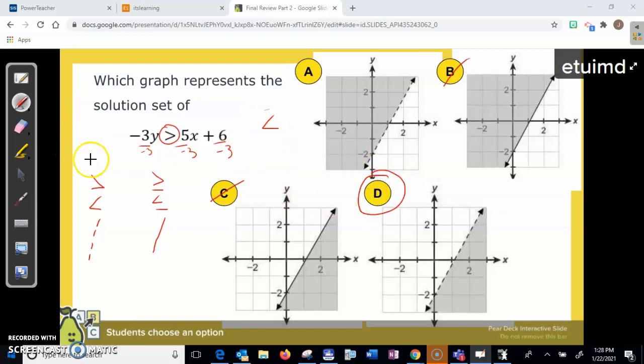And you're done. Like I said, you just need to know that greater than, less than, dashed line. Greater than or equal to, less than or equal to, solid line. You divide by a negative, flip the inequality. Next one.